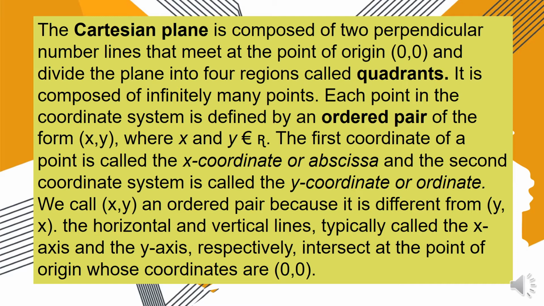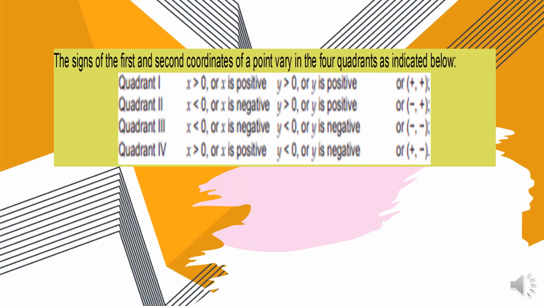The horizontal and vertical lines, typically called the x-axis and the y-axis, respectively, intersect at the origin, whose coordinates are (0, 0). The signs of the first and second coordinates of a point vary in the 4 quadrants as indicated below.